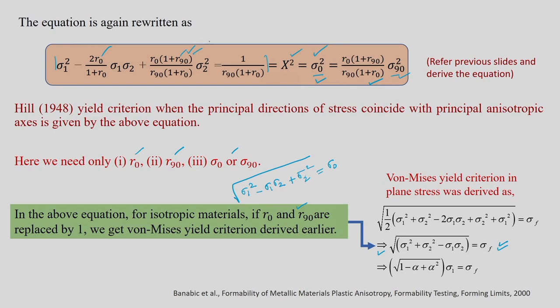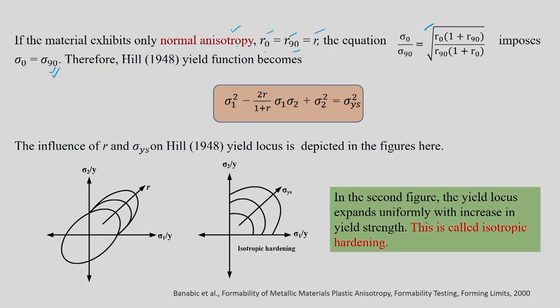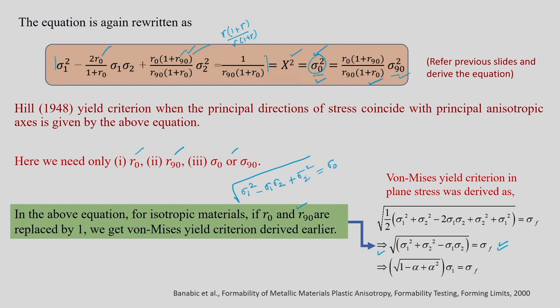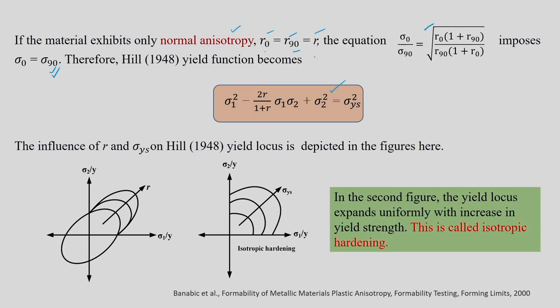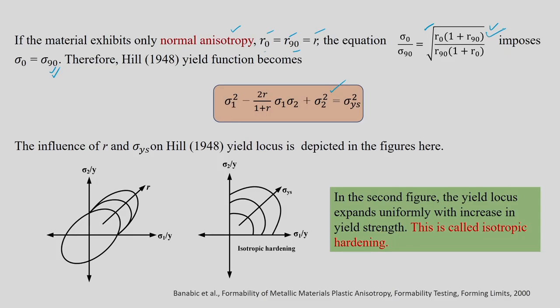So, what will happen to this fellow? This is going to be R into 1 plus R divided by R into 1 plus R. So, the entire thing goes off. So, it is going to be sigma 2 square, which is nothing but my sigma naught square, which I am just writing as sigma ys square. Both are the same. So, this is another form of your Hill 1948 yield function when the material has normal anisotropy, which means R0 is equal to R90 equal to R, and if you use this equation, this also means sigma 0 is equal to sigma 90.